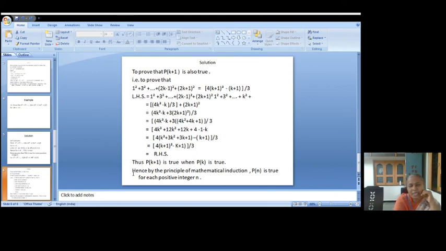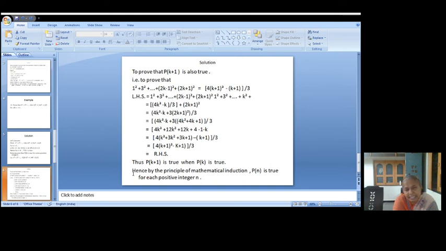Now to prove that P of k plus 1 is also true, whenever P of k is true, we have to prove that 1 square plus 3 square up to (2k minus 1) square plus next term is, I have explained it, 2 in bracket (k plus 1) minus 1, that is (2k plus 1) square, equal to the RHS part, which is 4 in bracket (k plus 1) cube minus (k plus 1) whole divided by 3.